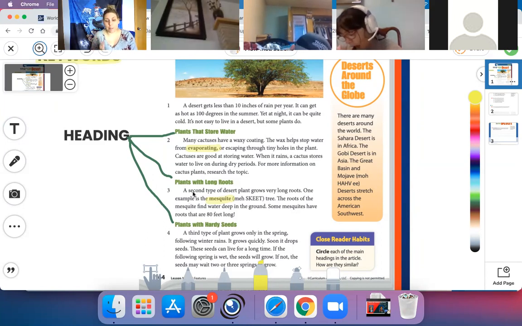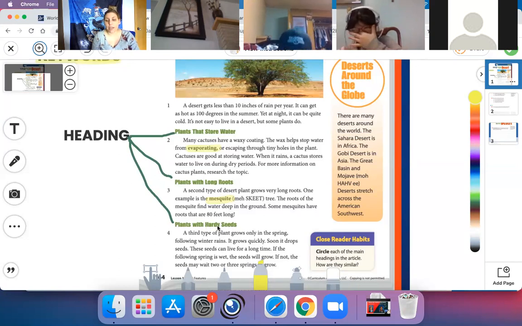A second type of desert plant grows very long roots. One example is the mesquite tree. The roots of the mesquite find water deep in the ground. Some mesquites have roots that are 80 feet long. And our last heading says plants with hardy seeds.